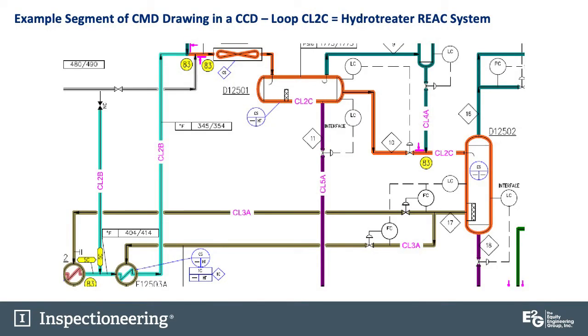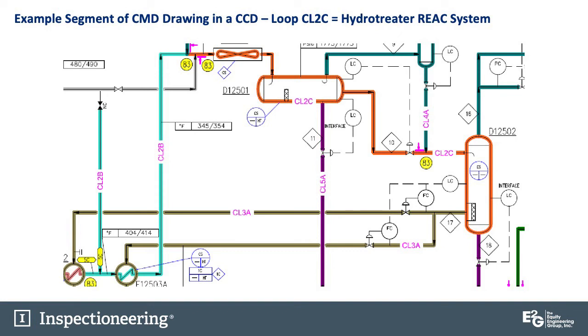So this example I'm showing is a segment of a hydrotreater reactor effluent air cooler system. So this is the reactor effluent of a hydrotreater. I think many of you folks experienced in refining know that REAC systems, as they're often called, are a common area of industry failure and problems historically because of some aggressive corrosion mechanisms that can exist in this reactor effluent air cooler loop, such as ammonium bisulfide corrosion and ammonium chloride corrosion. So we'll show some more details on this loop, CL2C, on the next slide.